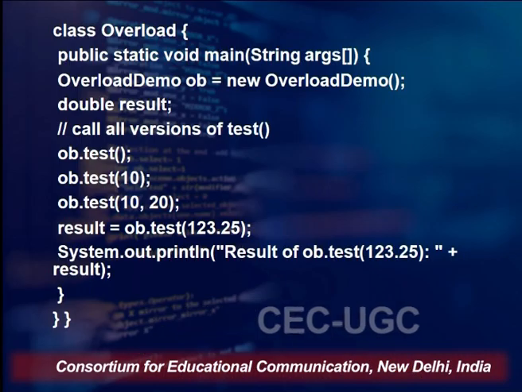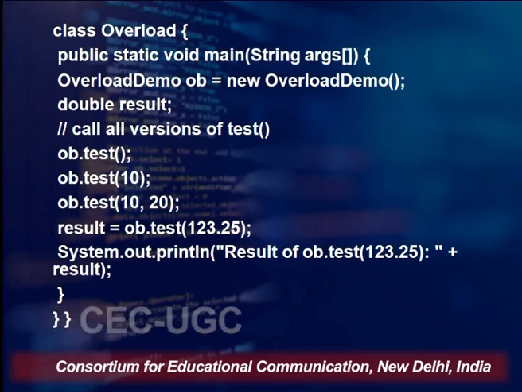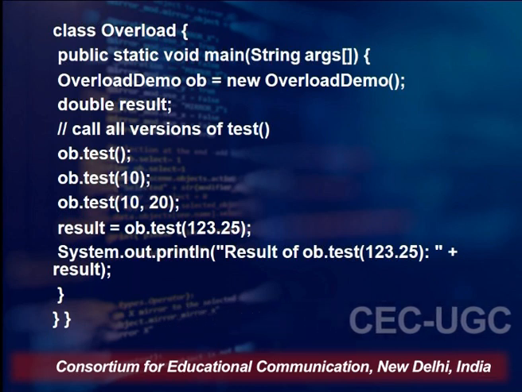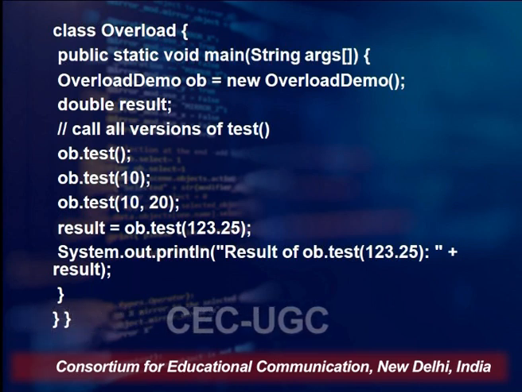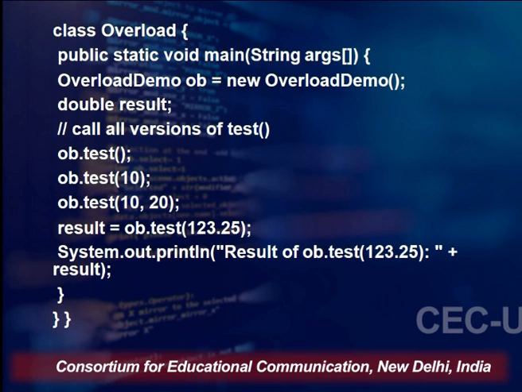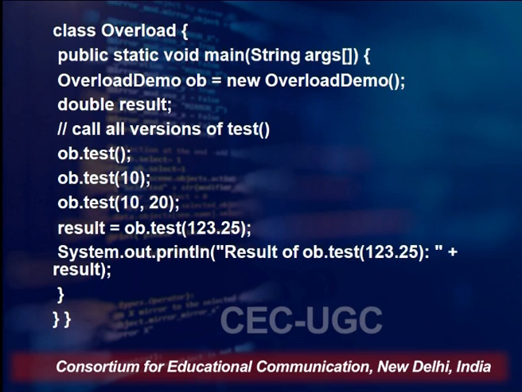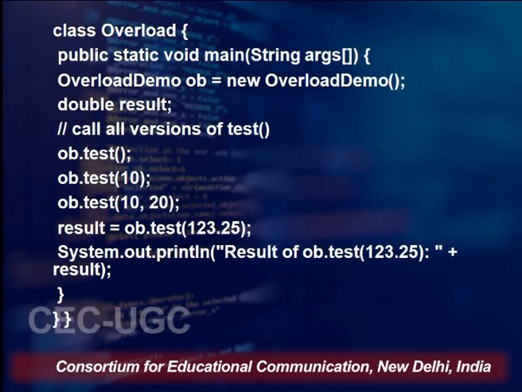So, the first call ob.test will be resolved using the method which is not having any parameters. Next call ob.test with 10 as the parameter will be resolved with the version of the test having one integer variable. Next call will be resolved using the version of the test with two integer parameters, and finally ob.test, which is having 123.25 as parameter, will go to the last version of the test function, and this will also return a double variable.